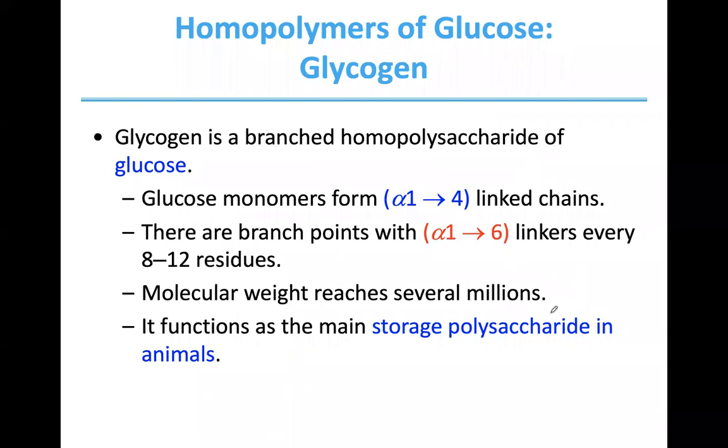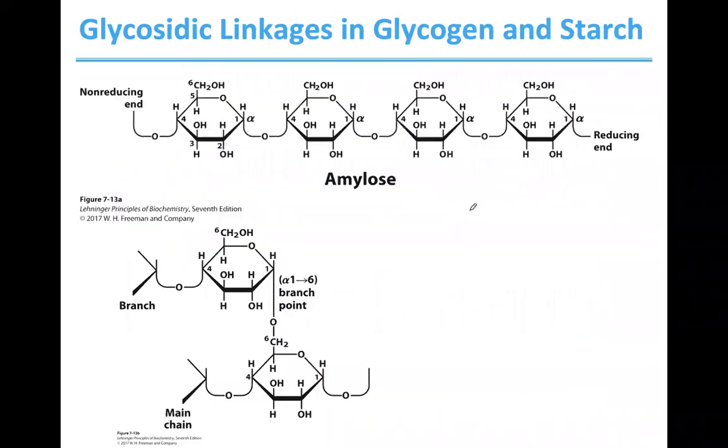All right, so for glucose, so most homopolymers we're gonna deal with are those of glucose. So glycogen we just talked about. So remember alpha 1 to 4 linked chains.